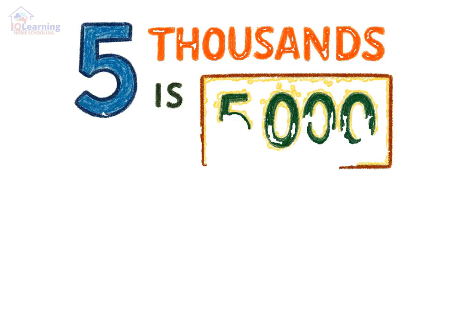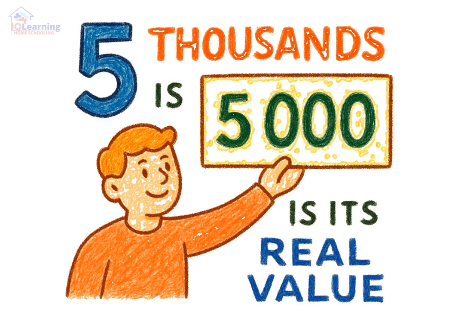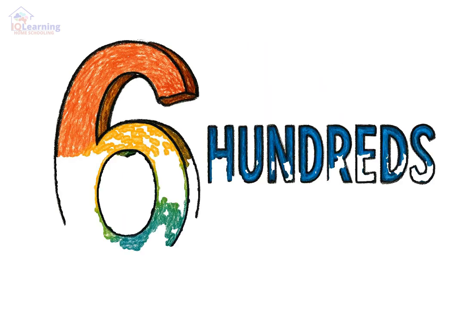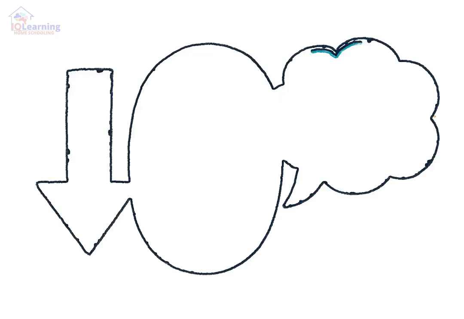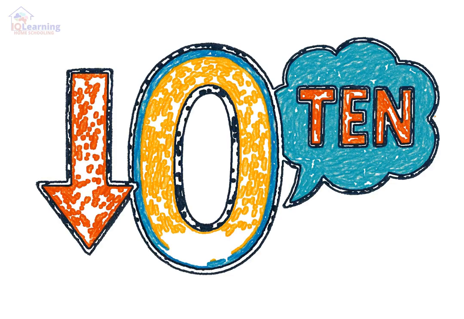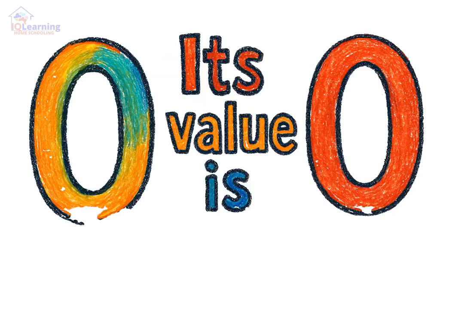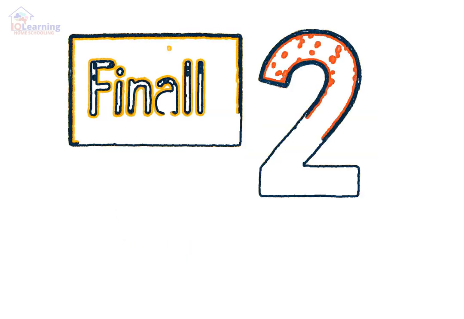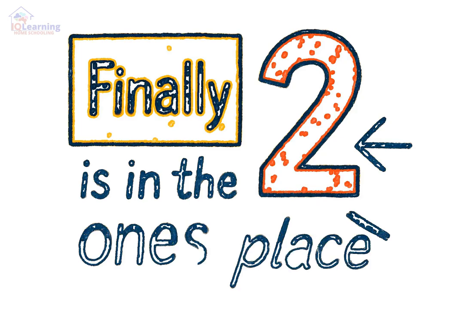It's in the thousands place, so its real value is 5,000. Next is the 6. It's sitting in the hundreds place, so it represents 600. Then we have a 0 in the tens place. Its value is just 0. We can hold on to that for a second. Finally, the 2 is in the ones place, so it's simply 2.